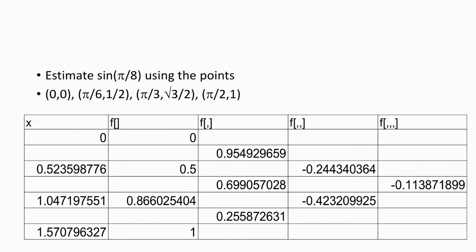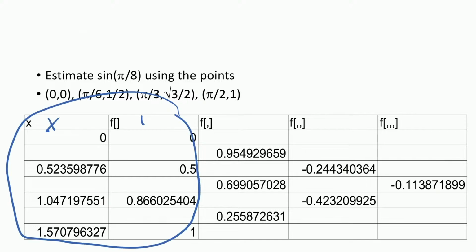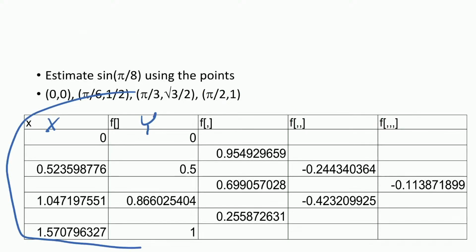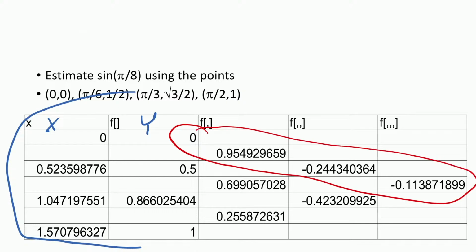So let me erase this. Okay, so here's the idea: when you start this method, you're given these two columns. This is the X column. This is the Y column. That's what we've got when we start, the inputs. And my goal is to get this here. That's the output.